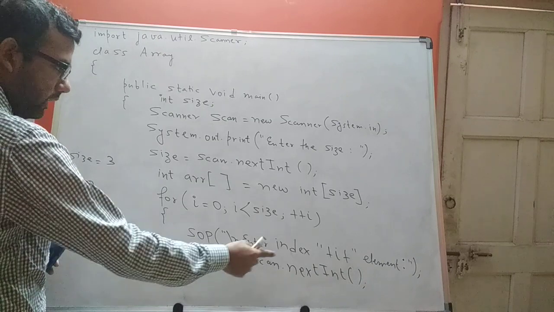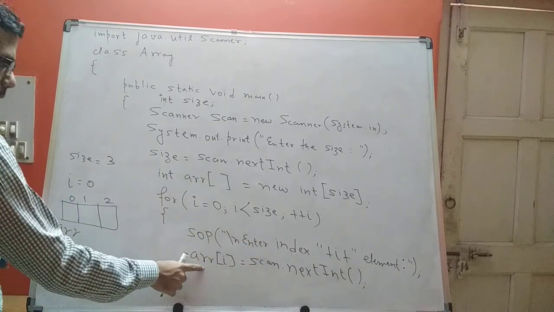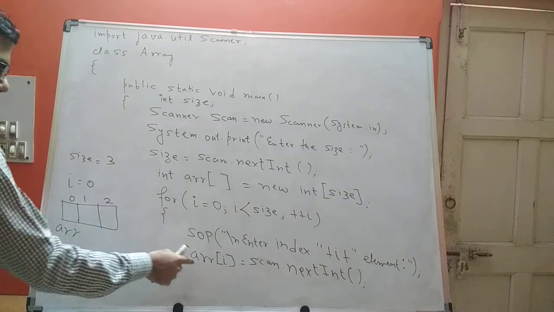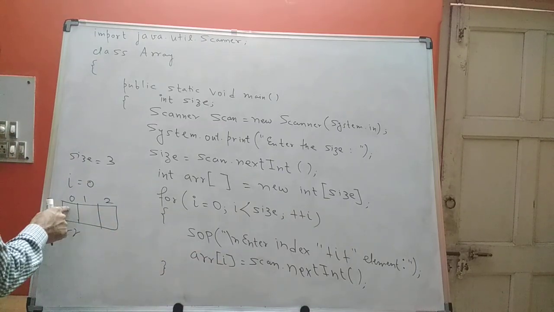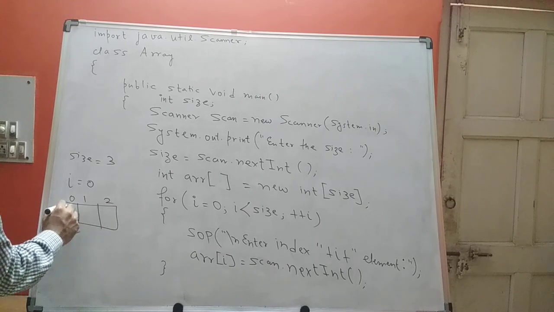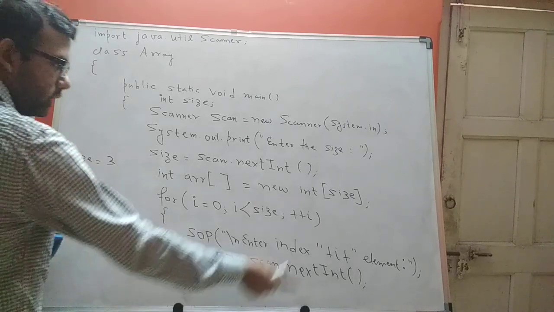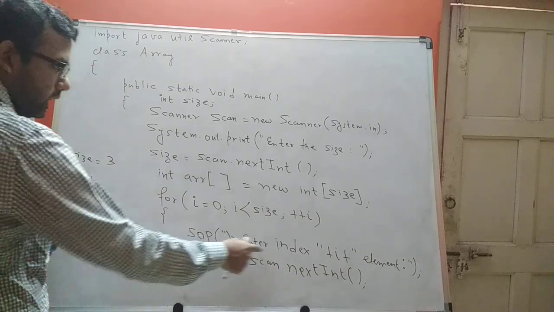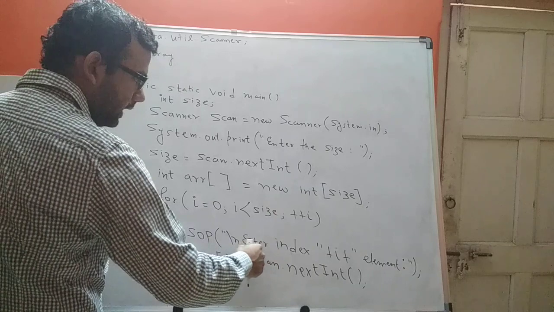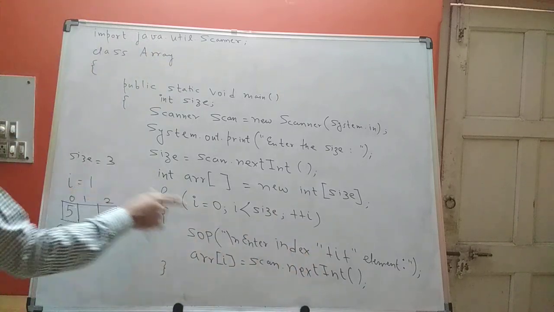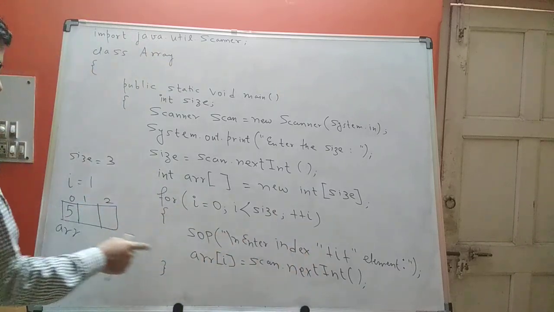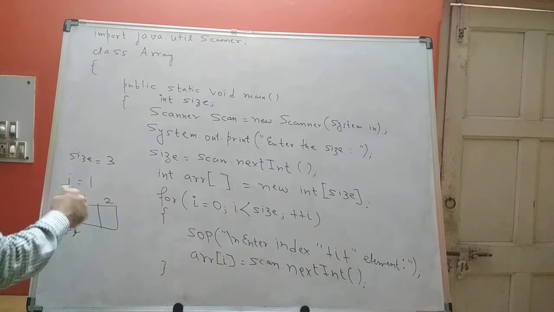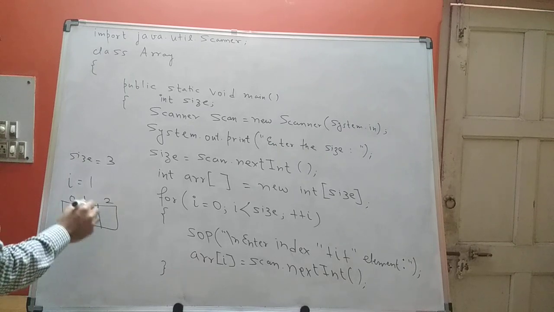So you will say enter index 0 element. And where will you store this? At ARR of I. What is the value of I? The value of I is 0. So you will store this at ARR of 0. So ARR of 0 means this position. Let's say the user enters 5 and the element is stored here. Next, you will go back up. The value of I will become 1. And now you print this statement, enter index 1 element. So seeing the statement, the user will enter the element. So ARR of I, ARR of 1, that means here you'll accept the input. So let's say the user enters 7. So this will be stored here.